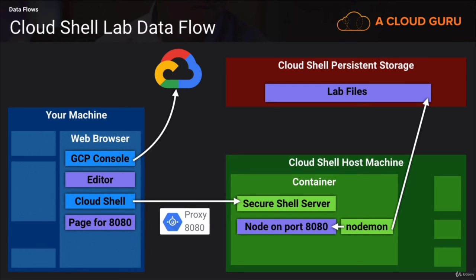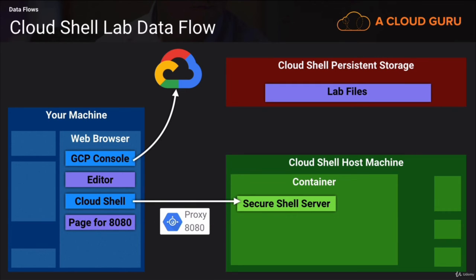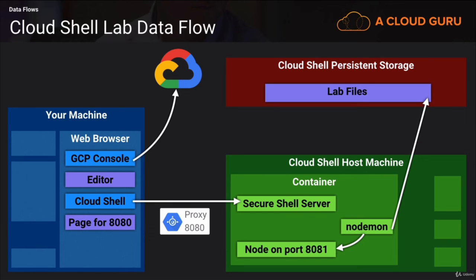Now the next thing we do is to tear down the nodemon process and the node process it's controlling, and then run nodemon again, but this time against a file that's on port 8081. Of course, nodemon puts its watch on the files, and the node process loads them from persistent storage.